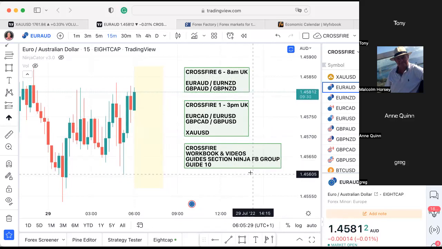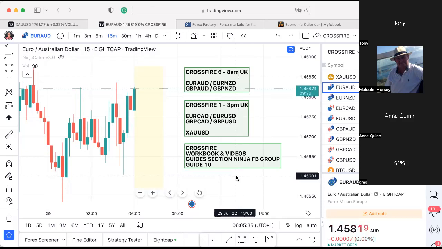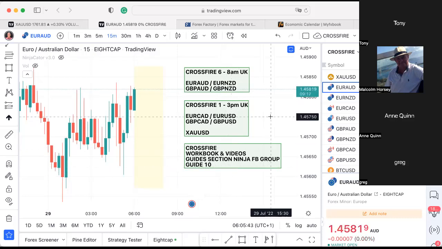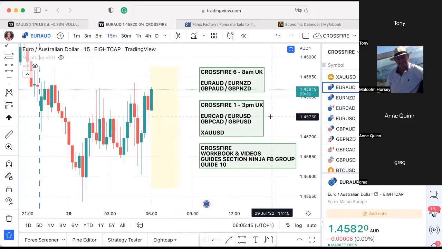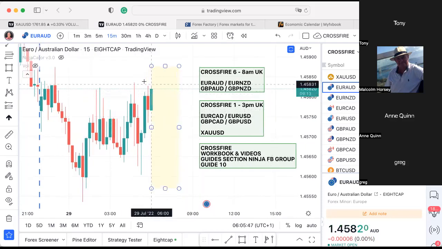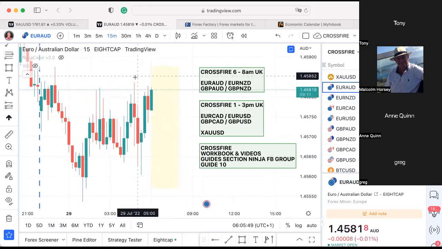And finally, we've got a workbook and a couple of videos. I think there's probably now 3 videos in the Ninja Facebook group, and I believe they've now been moved to guide number 10. So if anybody wants to take a screenshot of that whilst I'm on this chart, by all means do so. So we've just got 10 minutes.